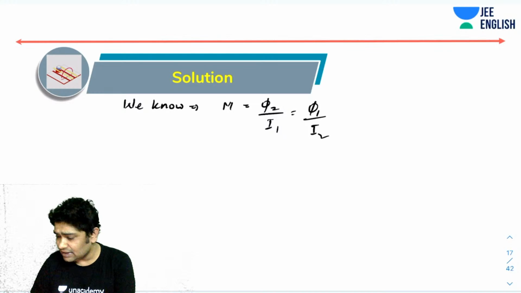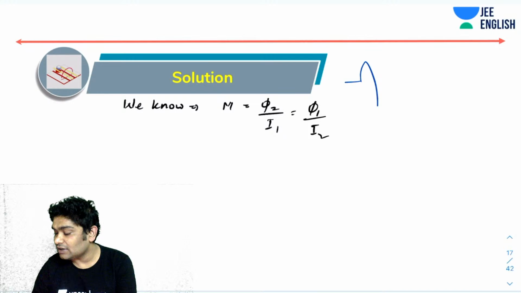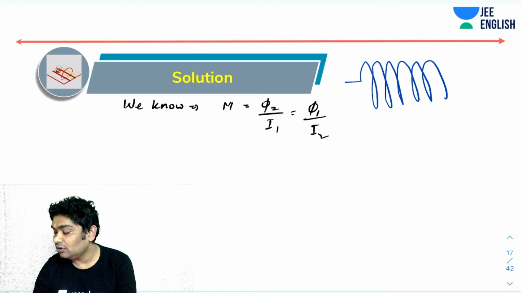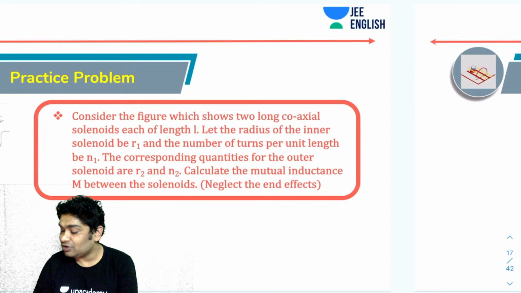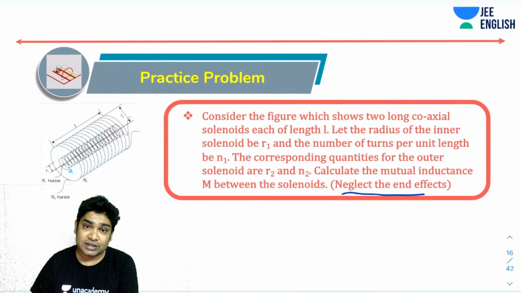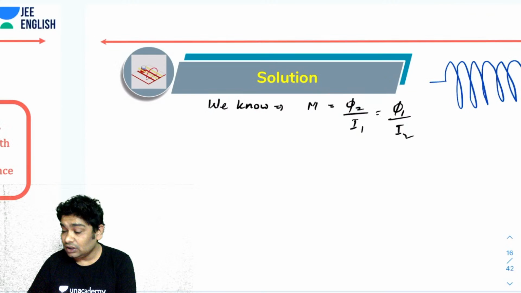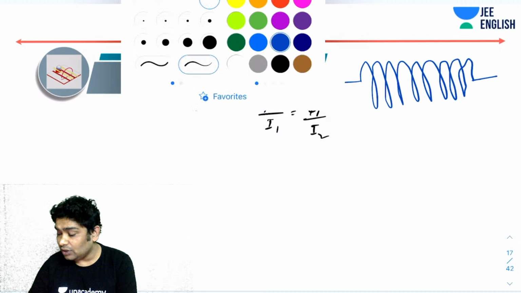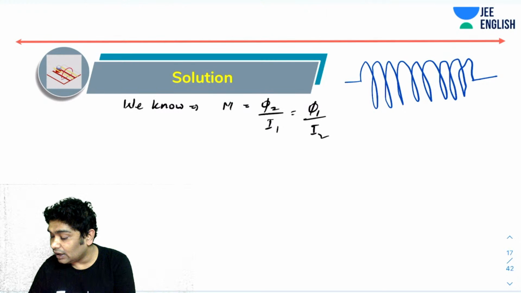So let's see. Here you have two solenoids, right? Let's draw these two solenoids using two colors. Imagine this is a solenoid which has a radius R1. Again, we have been told to neglect the end effects, so we will still continue using the equation for infinite solenoids. Then you consider that inside this you had another small solenoid.